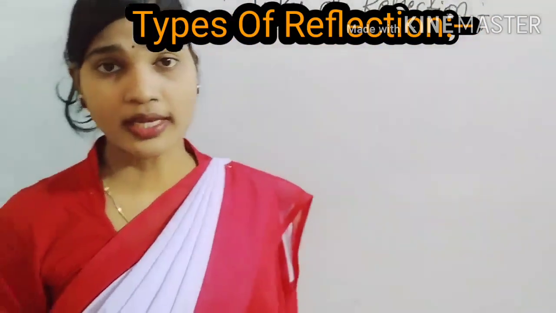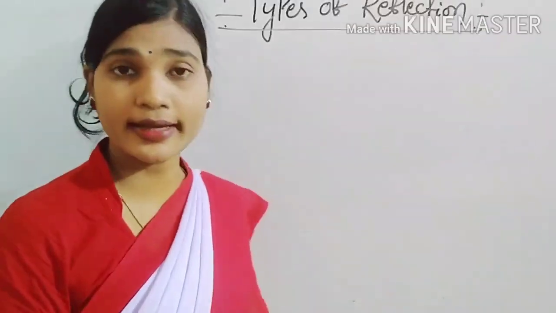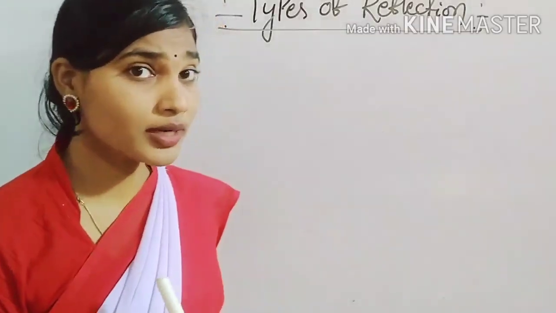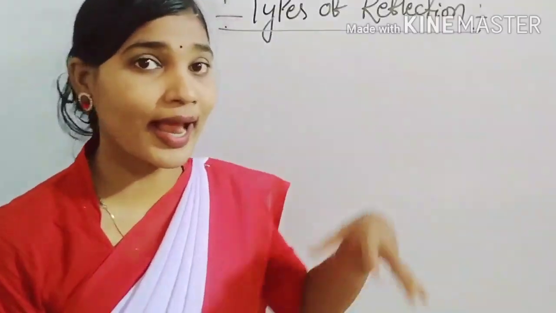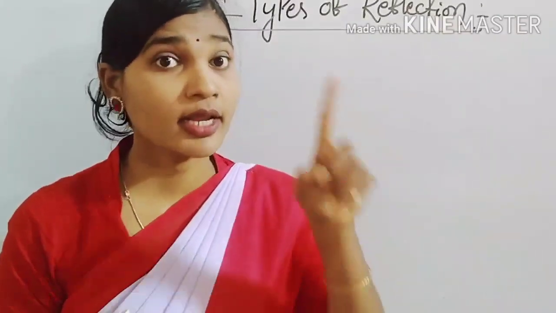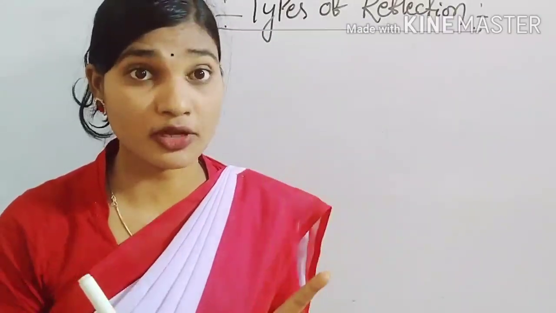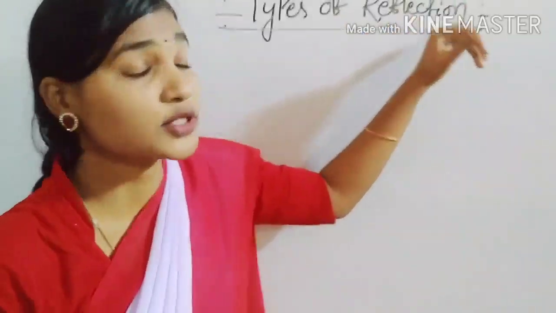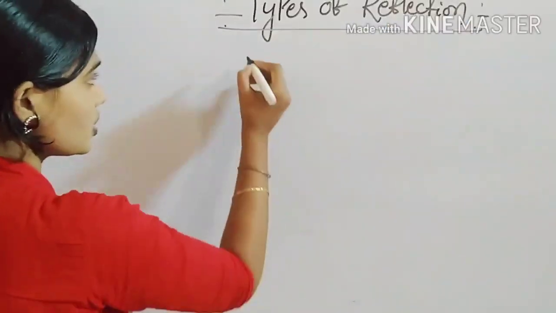We know that when a ray of light falls on a reflecting surface, it gets reflected. Yes or no? Yes. But the amount and the direction of light reflected depends upon the nature of the surface. So depending upon the nature of the surface, there are two types of reflection. What are the two types of reflection?